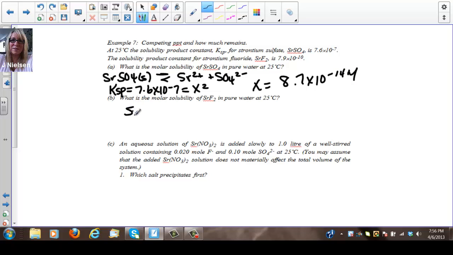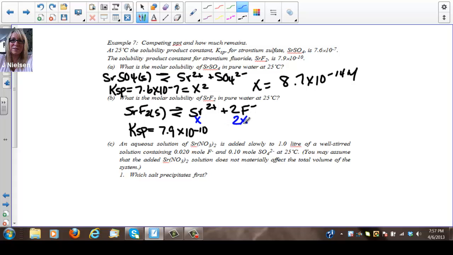What's the molar solubility of SrF2? Solid. I didn't write aqueous in this little space, but please know that those are aqueous when they dissociate into their respective ions. Sr2+ plus 2F-, and the Ksp here is equal to 7.9 times 10 to the minus 10. Now please remember this is x and this is 2x. So that means this is going to be x times 2x squared. So that's going to be 4x squared times x, which is 4x cubed. So 7.9 times 10 to the minus 10 equals 4x cubed. And x is going to equal 5.8 times 10 to the minus 4 molar.